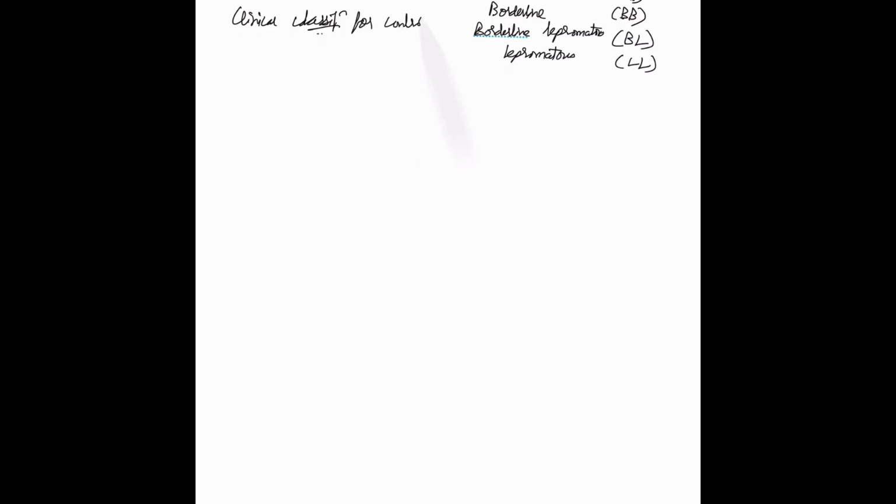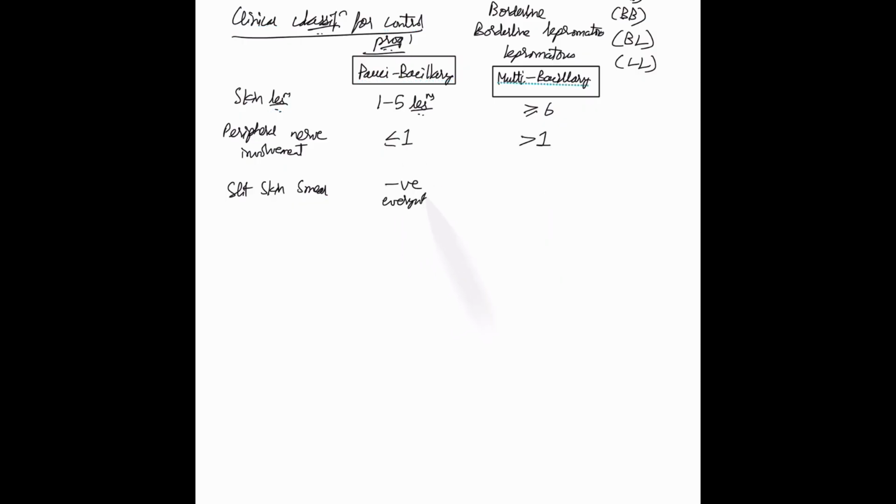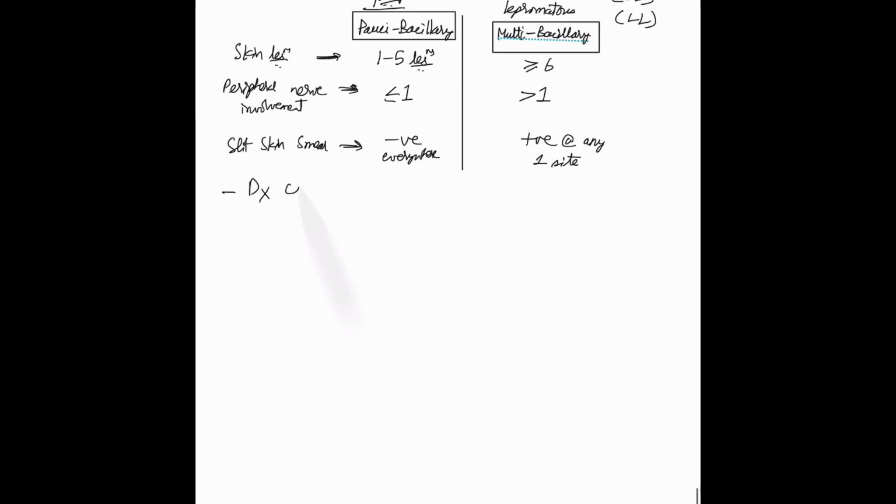Now, coming to the clinical classification for the control programs, we can classify it into either paucibacillary or multibacillary leprosy based on these three criteria: skin lesions, peripheral nerve involvement, and slit skin smear. Under paucibacillary leprosy, there are 1 to 5 skin lesions, less than 1 peripheral nerve involved, and slit skin smears negative everywhere. But in multibacillary, you have more than 6 skin lesions, more than 1 peripheral nerve involved, and slit skin smear can be positive anywhere.